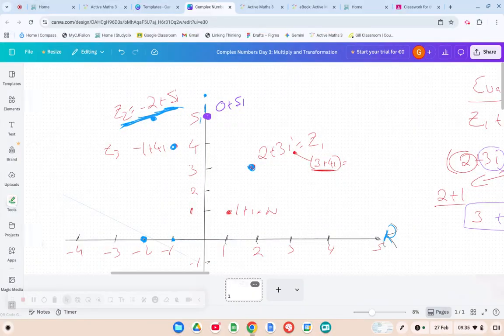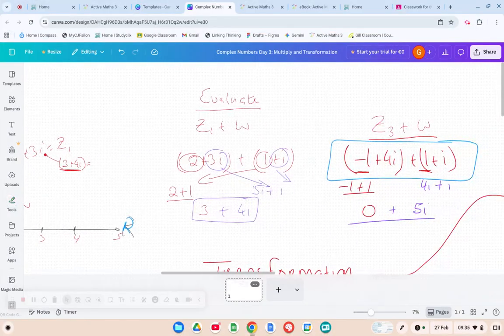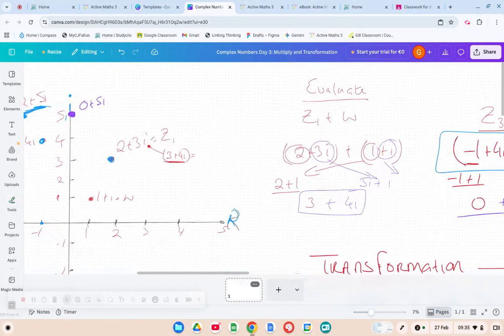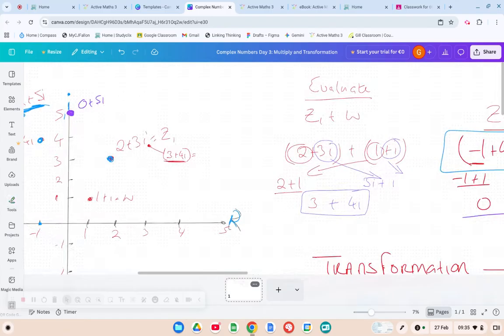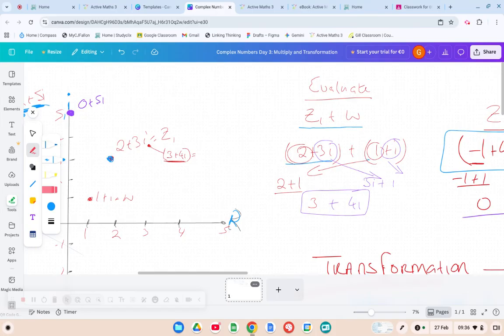Part 2 of that question, you were asked to evaluate the following. So we were given evaluate z1 plus w, where w is from the Greek alphabet, it's the letter omega. So that's what this looks like here. So z1 plus w. So, excuse the handwriting. So z1 was 2 plus 3i plus 1 plus i.